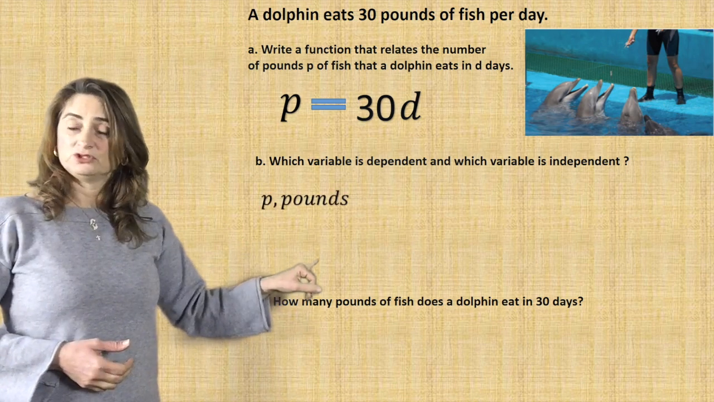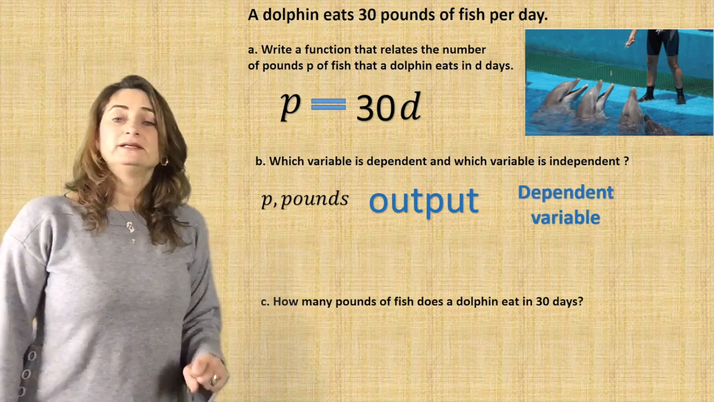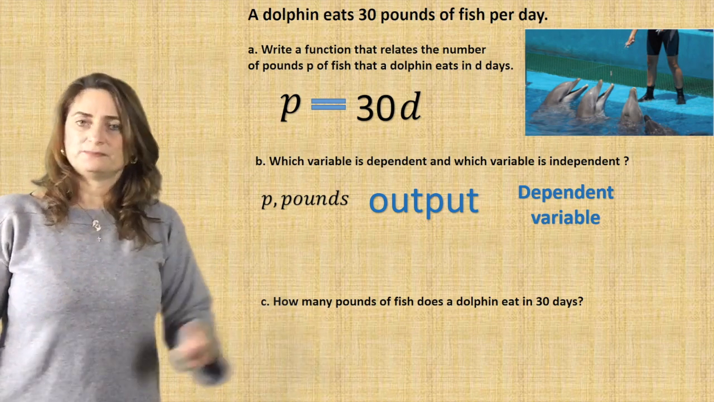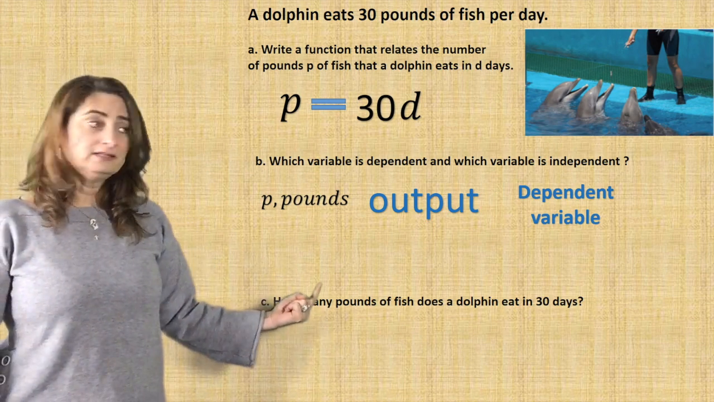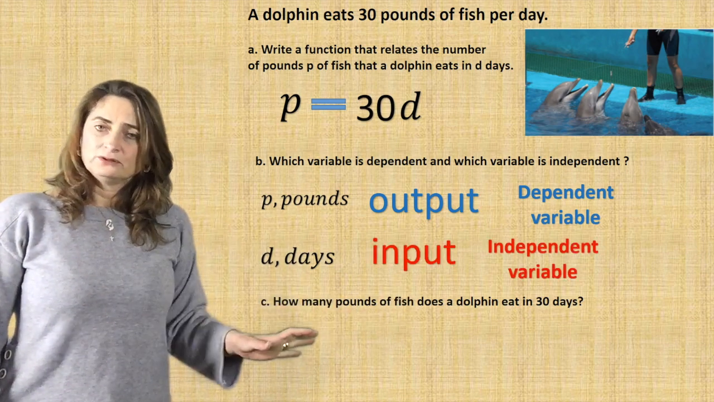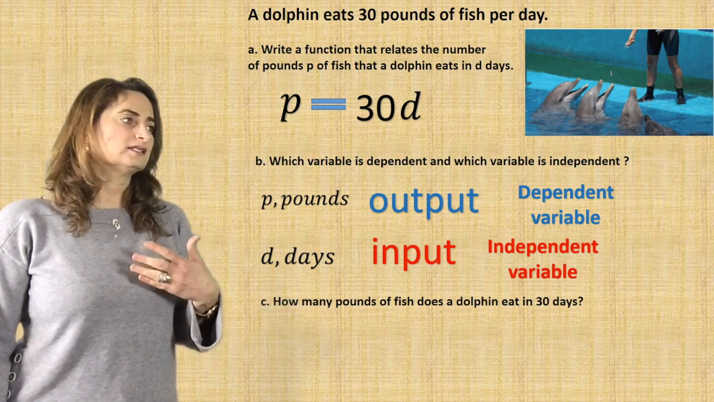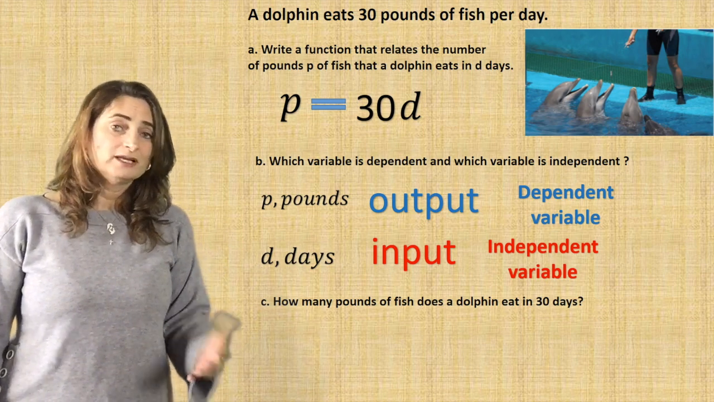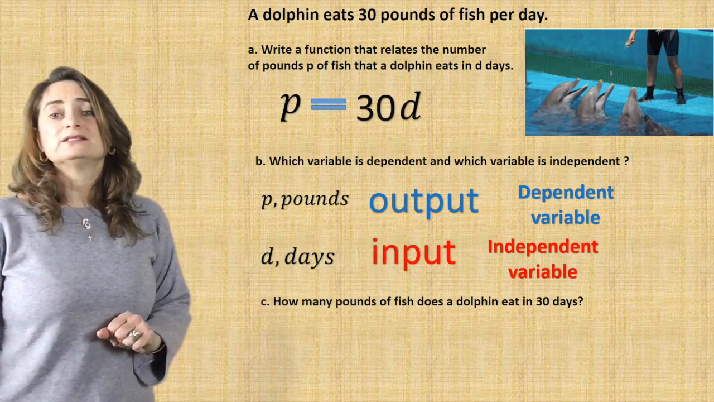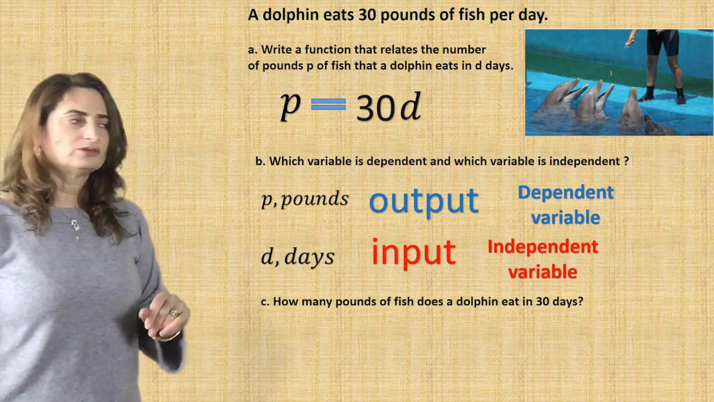P, which represents the number of pounds, is the output. Therefore, it's the dependent variable because the number of pounds a dolphin eats depends on the number of days that pass. D is days, which is the input, so that's the independent variable. A rule of thumb: time is always the independent variable because time always passes, whether it's in seconds, minutes, days, or years. It's always independent. And whatever we do in that time is dependent, which means it depends on how the time passes.